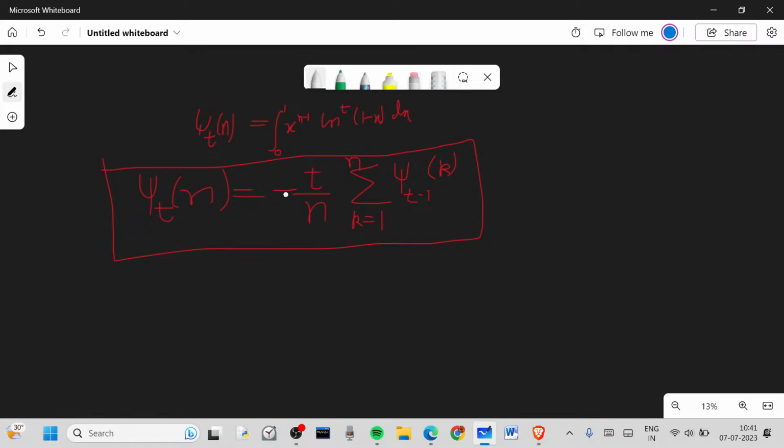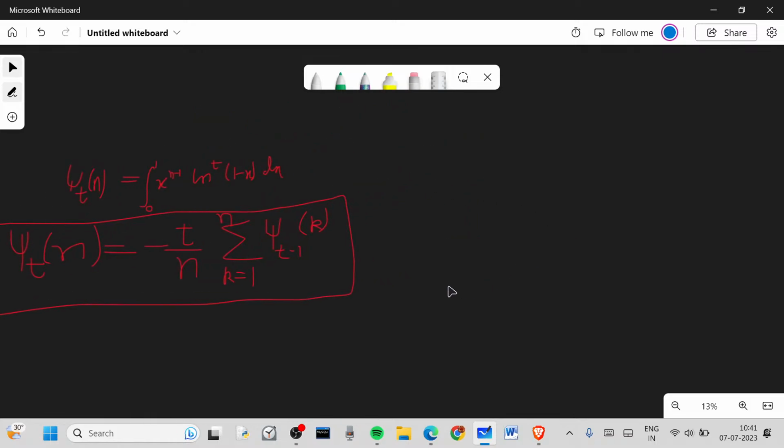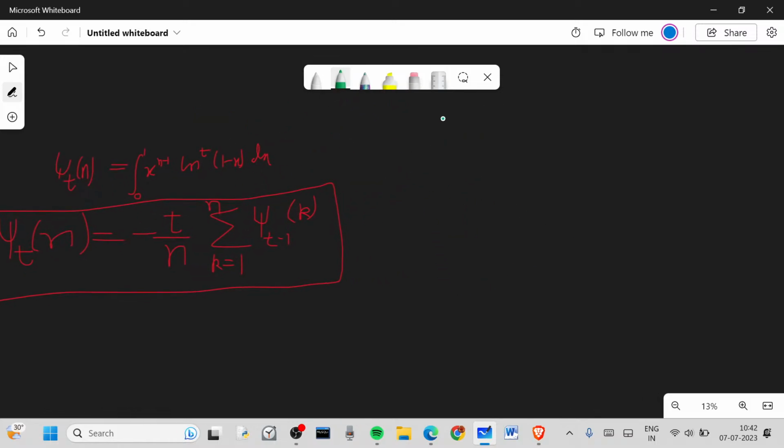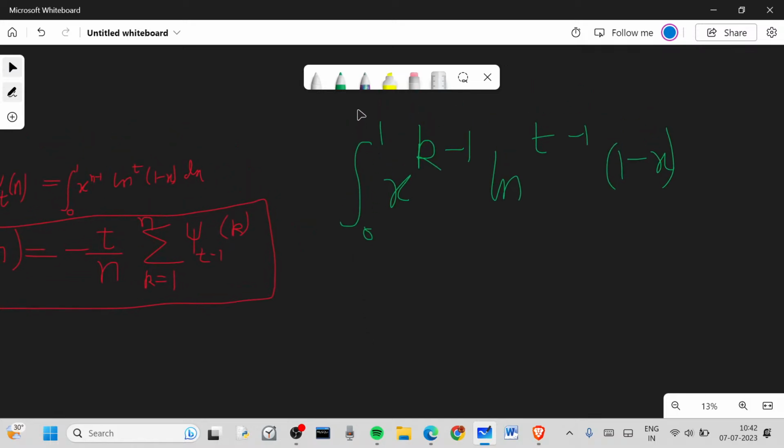So, what is psi t minus 1? We are going along the lines of the way we did for phi 2 and phi 1. It's not phi, it's psi, sorry, my bad. Psi is the integral from 0 to 1 of x to the k minus 1 times ln of t minus 1 minus x, and it's the sum from k equals 1 to n.